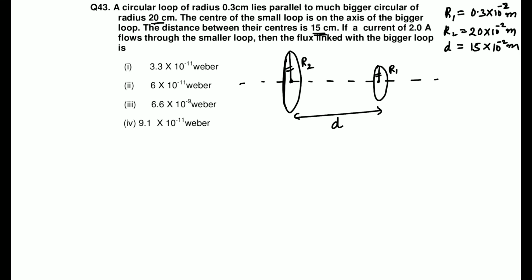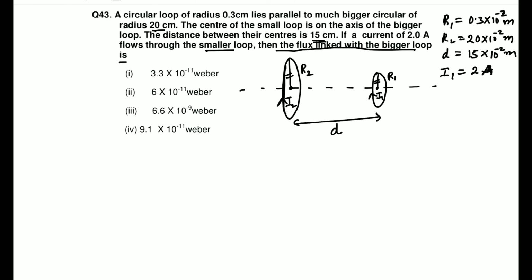Now we are supposed to find out, if the current of 2 ampere, the current is also given. So you can simply write, let's say in your first loop some I1 current is flowing, in your second loop some I2 current is flowing, right? So I1 current is given to me, that is 2 ampere, smaller loop, then the flux linked with the bigger loop is... So this is a mutual induction question. You are supposed to find out, as I1 current flows through your first loop, what is the flux linked because of the current I1 flowing through your smaller one? That is the question that we have to answer.